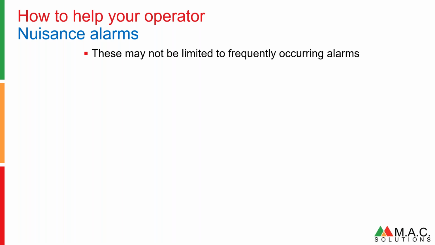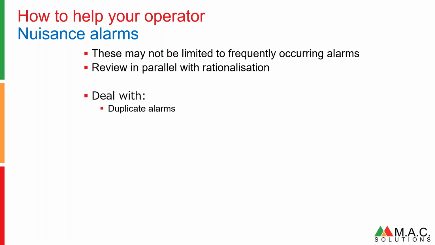But it may not just be frequently occurring alarms. Now, frequently occurring alarms, nuisance alarms, you should be dealing with in parallel with your rationalization. You can look at your top 10, but you still have to rationalize your whole population. So you can take half a day or a couple of hours a day to look at nuisance alarms, which you should be doing on a daily basis anyway, to deal with faulty instrumentation, etc., while you do maybe 3 days a week of rationalization. So look at your nuisance alarms.